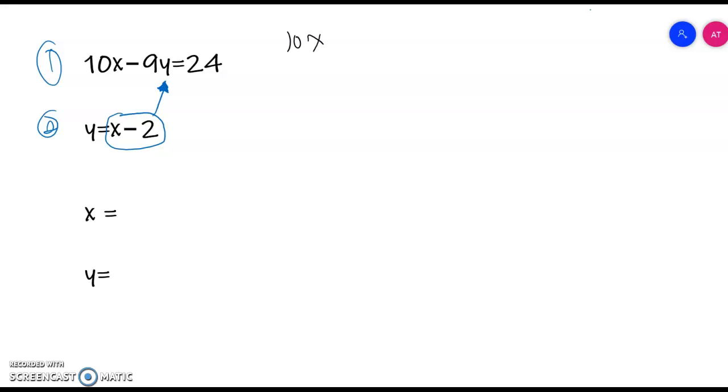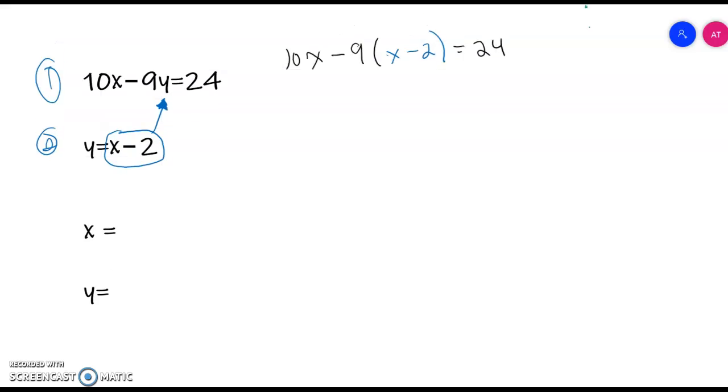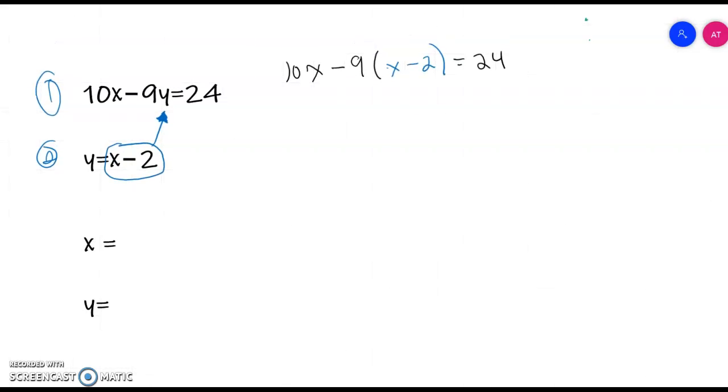So I have 10x minus 9, parentheses, x minus 2. Because remember, y is a placeholder as well as x, so I'm just plugging in what I know or what I solved. All right? So then equals 24. So now what I'm going to do is distribute this negative 9 to this x, and the negative 9 to the negative 2. So a positive times a negative is a negative.